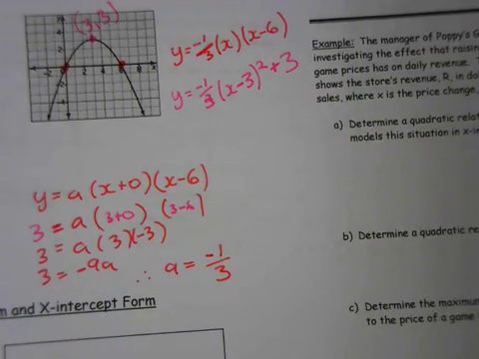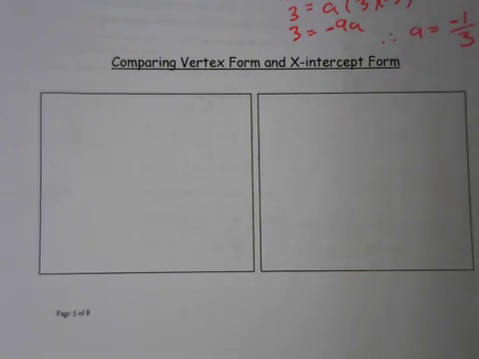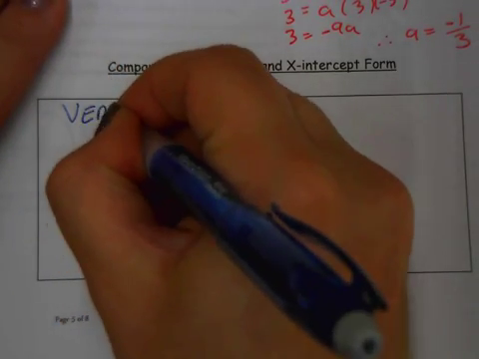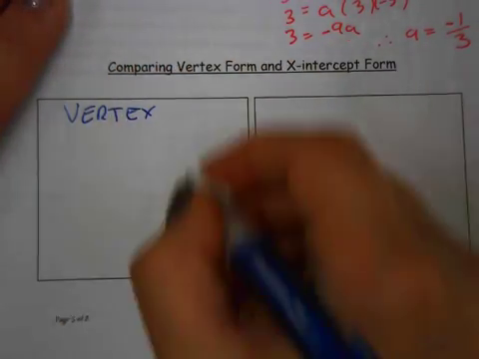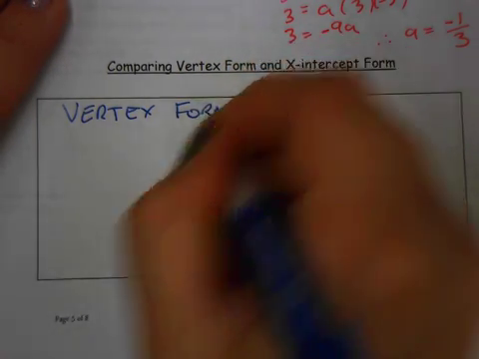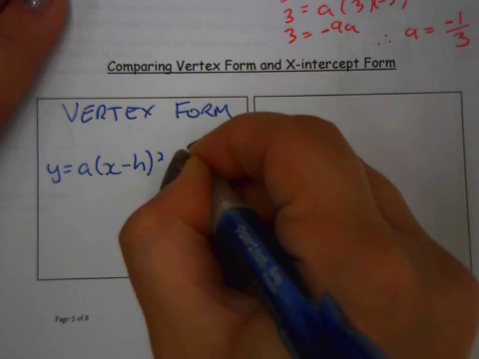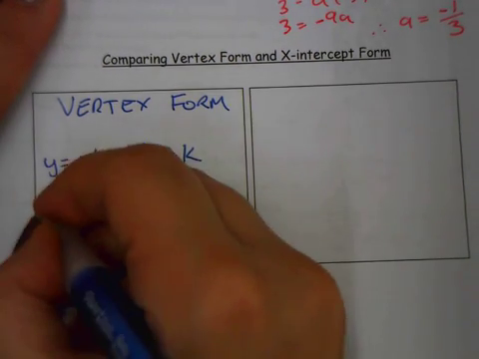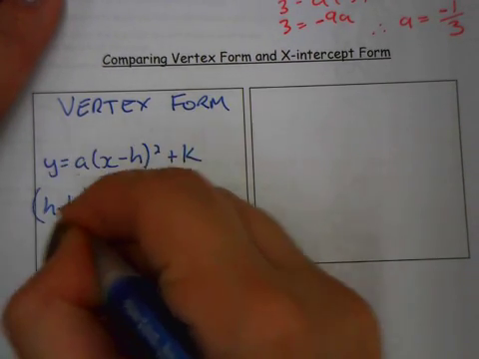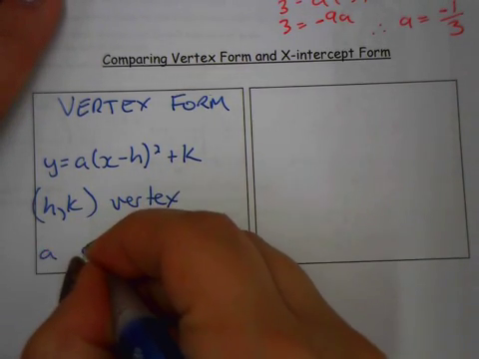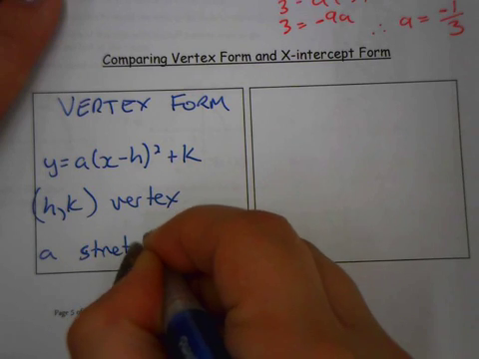Let's do a little bit of a summary. We've compared two different types of forms. We've got vertex form, which is y equals a, x minus h squared plus k. This gives us h, k, our vertex, and the a gives the stretch and direction.